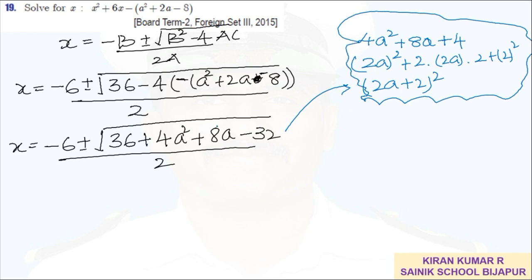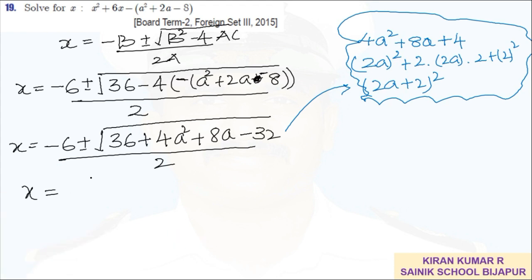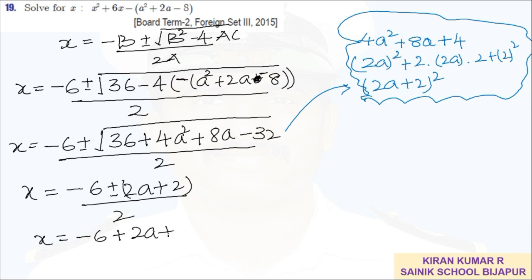So which is there under root. Therefore, I can write x as minus 6 plus or minus 2a plus 2 divided by 2. Because the square and the square root, they have got cancelled. So x value will be negative 6 plus 2a plus 2 divided by 2, or negative 6 minus 2a minus 2 divided by 2.